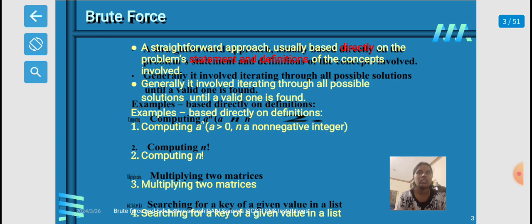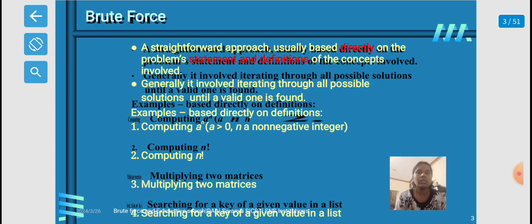Examples are selection sort, bubble sort, sequential search, string matching, depth first search, and breadth first search. Closest pair and convex hull problems can also be solved by the brute force approach.